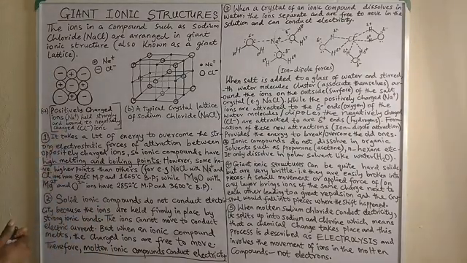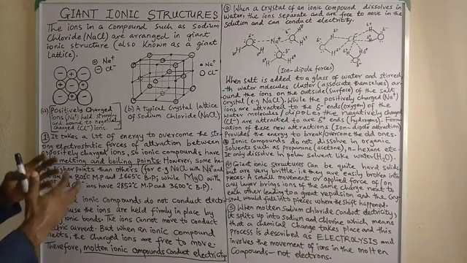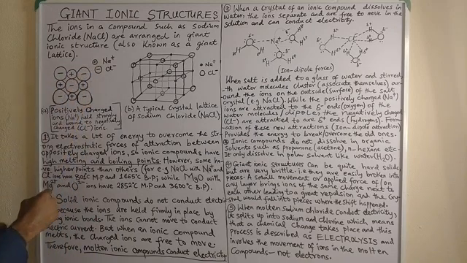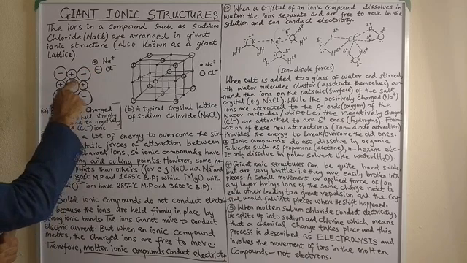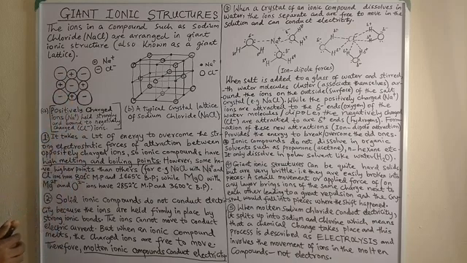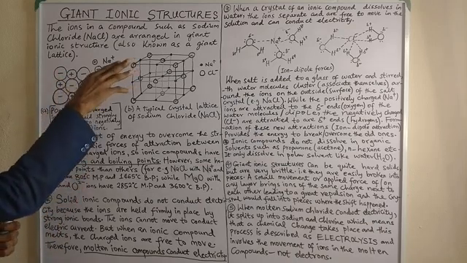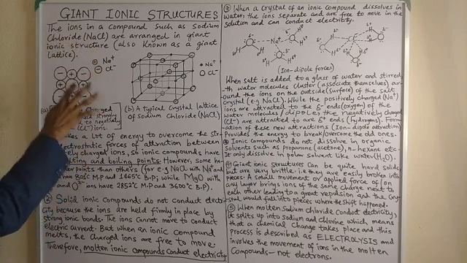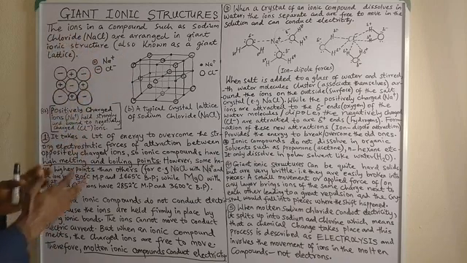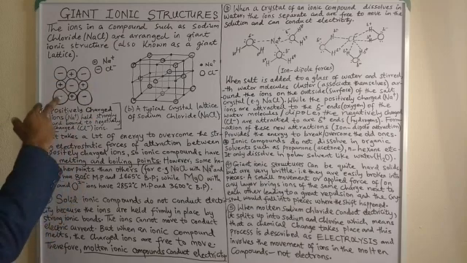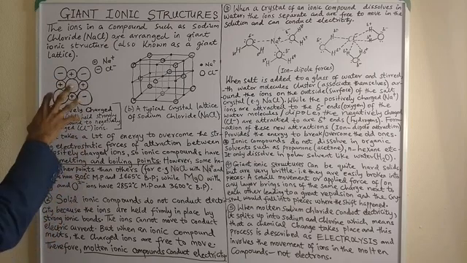If you pay attention to the diagram to my left, you will see how the small positive sodium ions are held together by electrostatic attractive forces and bound to their larger chloride ions, as it were. And this is what you have within the giant lattice or in the giant ionic structures. You find that oppositely charged ions are held together by strong electrostatic attractive forces.